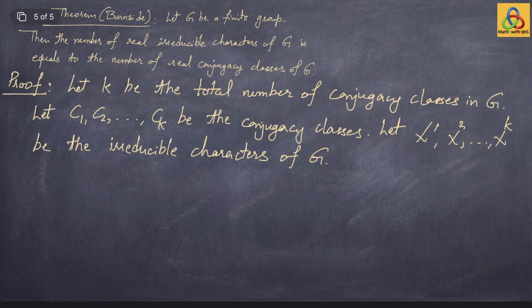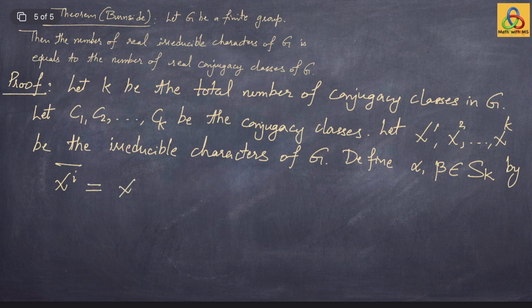So this gives rise to two permutations. Define two permutations alpha and beta in the symmetric group Sk by the following rule. If we take any character chi i and take its complex conjugate, it is again an irreducible character. So therefore it should coincide with one of the characters from chi1 to chi k. So this is the same as chi of alpha of i, for some permutation alpha of Sk. And similarly, if you take the conjugacy class Ci and take its inverse, that is the same as C of beta of i.